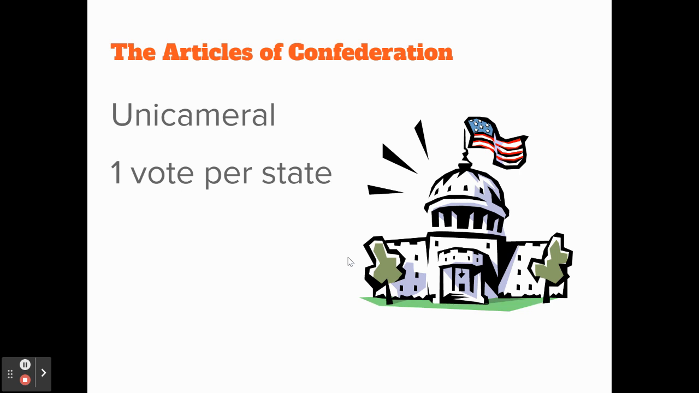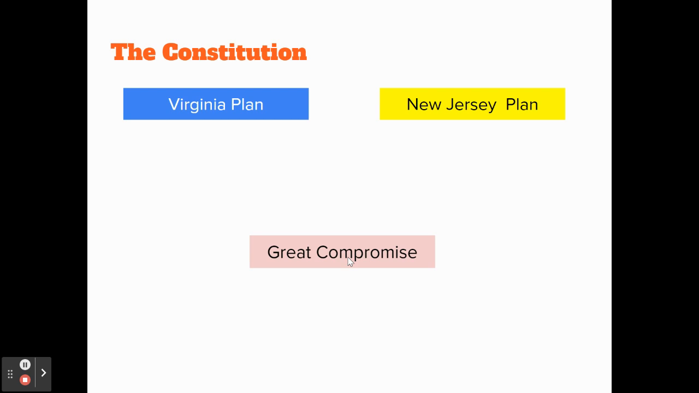So it seems fair, but it actually gives the smaller states a lot more power than they really deserve and takes power away from the more populated states. So under the Articles of Confederation system, it's a one house Congress, a one part Congress, unicameral, and every state has one vote, regardless of the size of your state. The Constitution is going to change this.